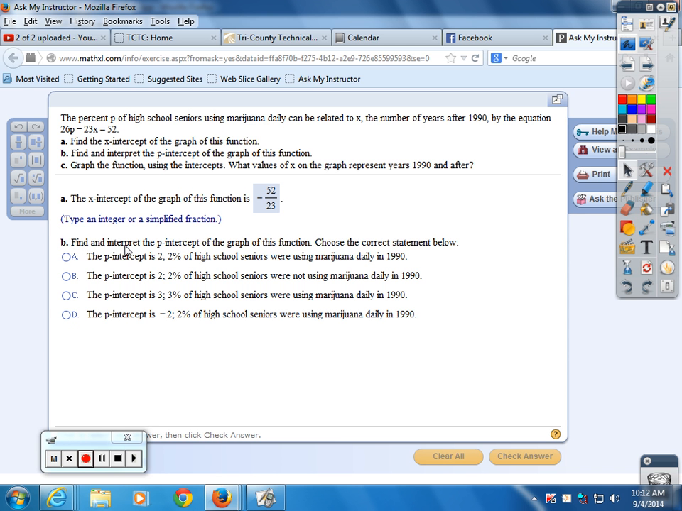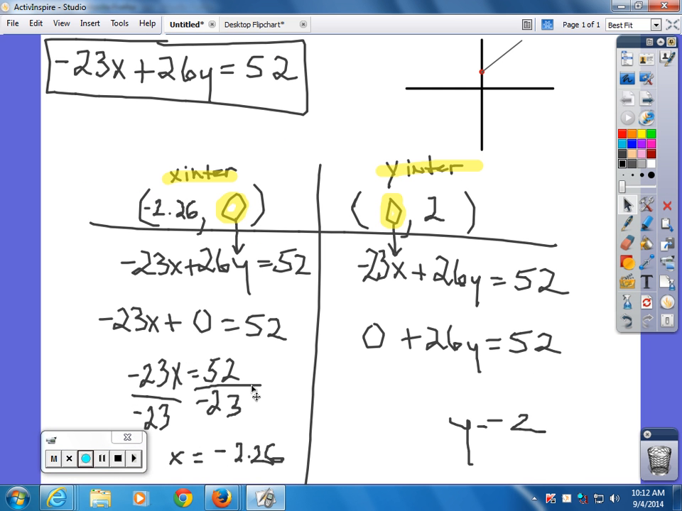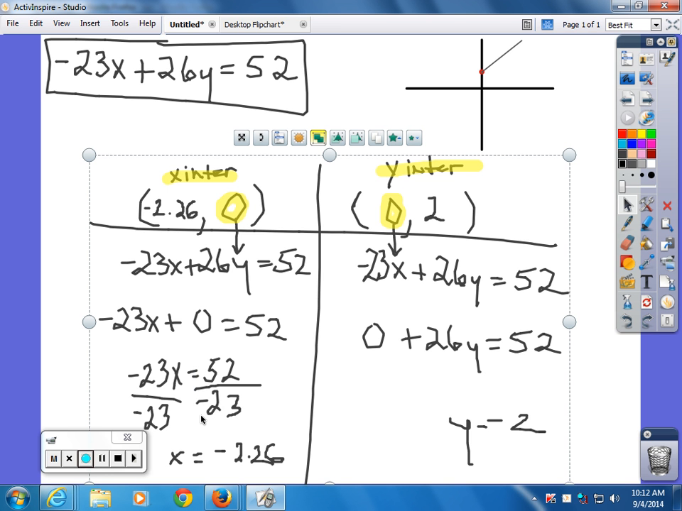Find the x-intercept of the graph of this function. Choose the correct statement. Wait, what's the answer to A? This right here. Oops, I'm sorry. Hold on. That right there. 52 over negative 23. Negative 52 over 23, yes.